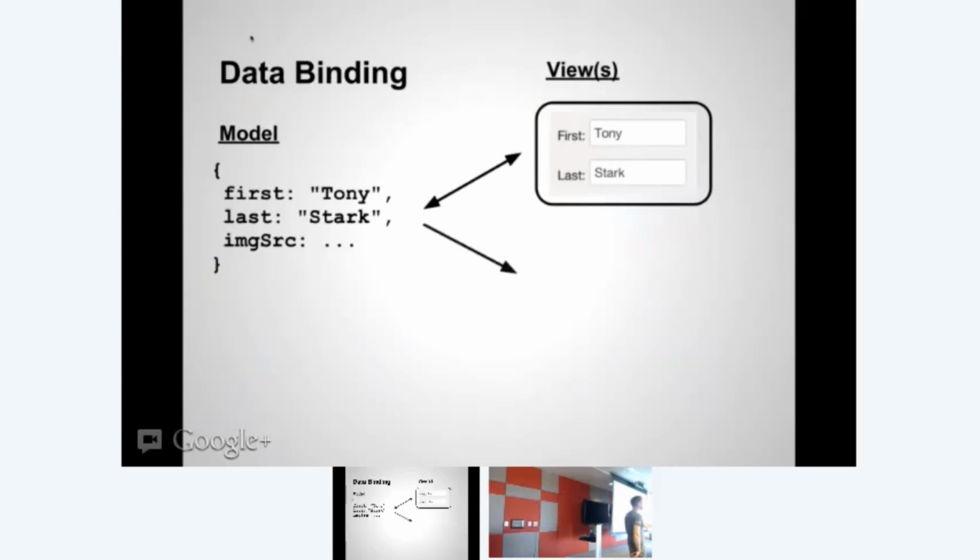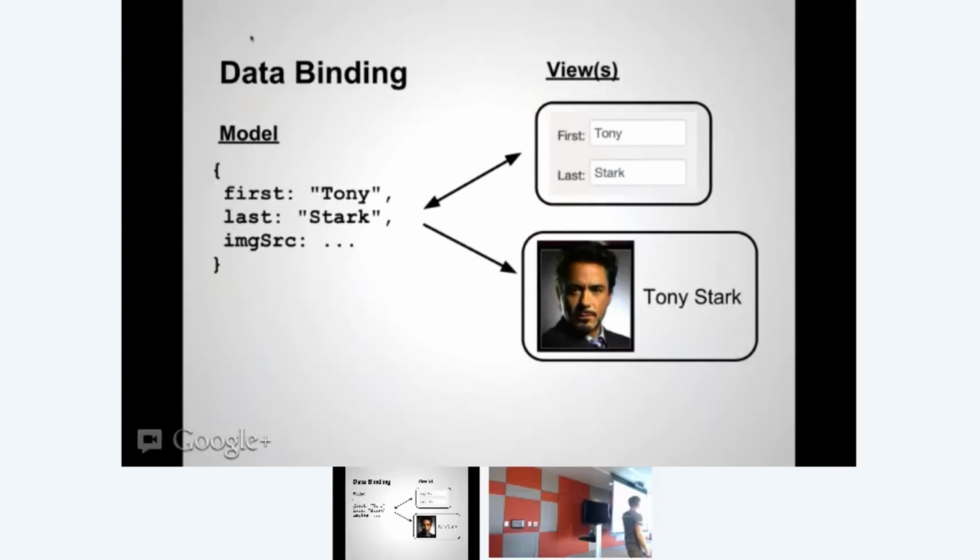In data binding, you have a model, you bind that model to some template, and you let the templating engine generate views. In this case, I'm generating two views. One is the model bound to a form, and in the other view, the model is bound to just a profile view of this Tony Stark superhero.